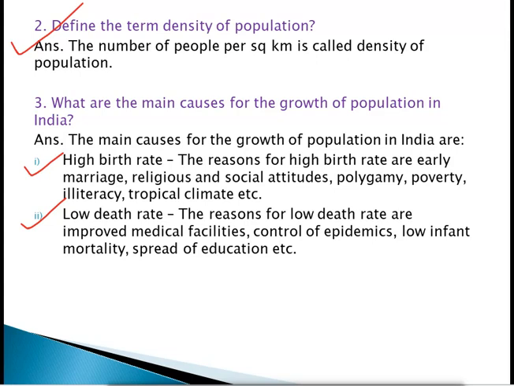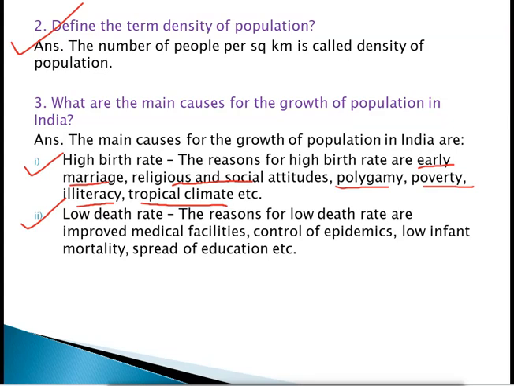The reasons for the high birth rate are early marriages. In many states of our country, people do marriages at a very early age, so obviously the birth rate will increase. They will give birth to children. Religious and social attitudes, polygamy, poverty, illiteracy and tropical climate are also reasons for the high birth rate in India.